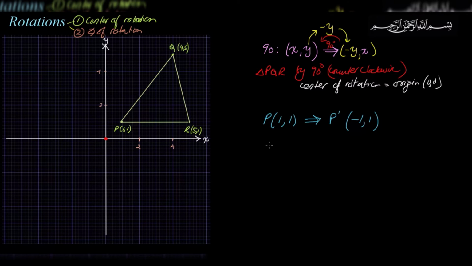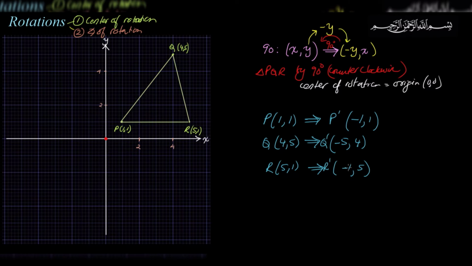And then we will have Q. Now Q is 4, 5. If you rotate that by 90 degrees, make the 5 a negative and put that in place of X, and the X will go over here. That will be Q prime. And P, Q, and R. R is 5, 1. If you rotate that by 90 degrees, we get R prime, and that's going to be: make the 1 negative, and the 5 will take the place of Y like this.